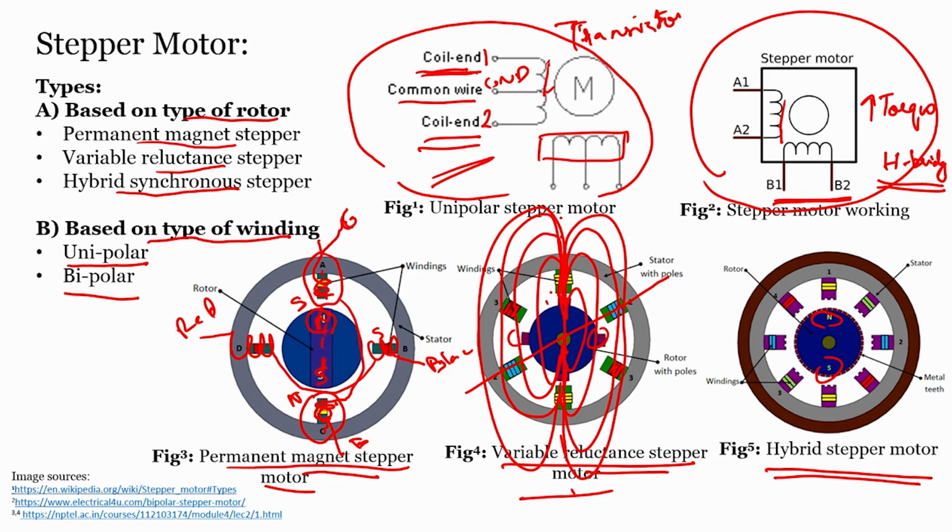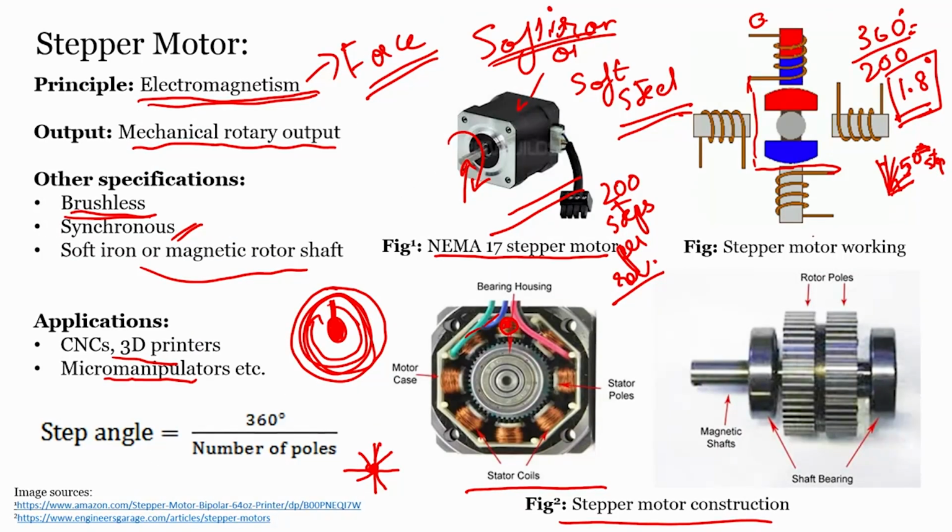The classifications are based on rotor: we can classify them as permanent magnet stepper motor, variable reluctance stepper motor, and hybrid synchronous stepper motor, while based on the type of winding we can call them unipolar stepper motor and bipolar stepper motor. I think you have got an idea. You can see a lot of YouTube videos that explain it with more animation, like what is shown here. So, now I hope you understand how a stepper motor works, and you can see here I have given an equation: step angle is equal to 360 by number of poles.